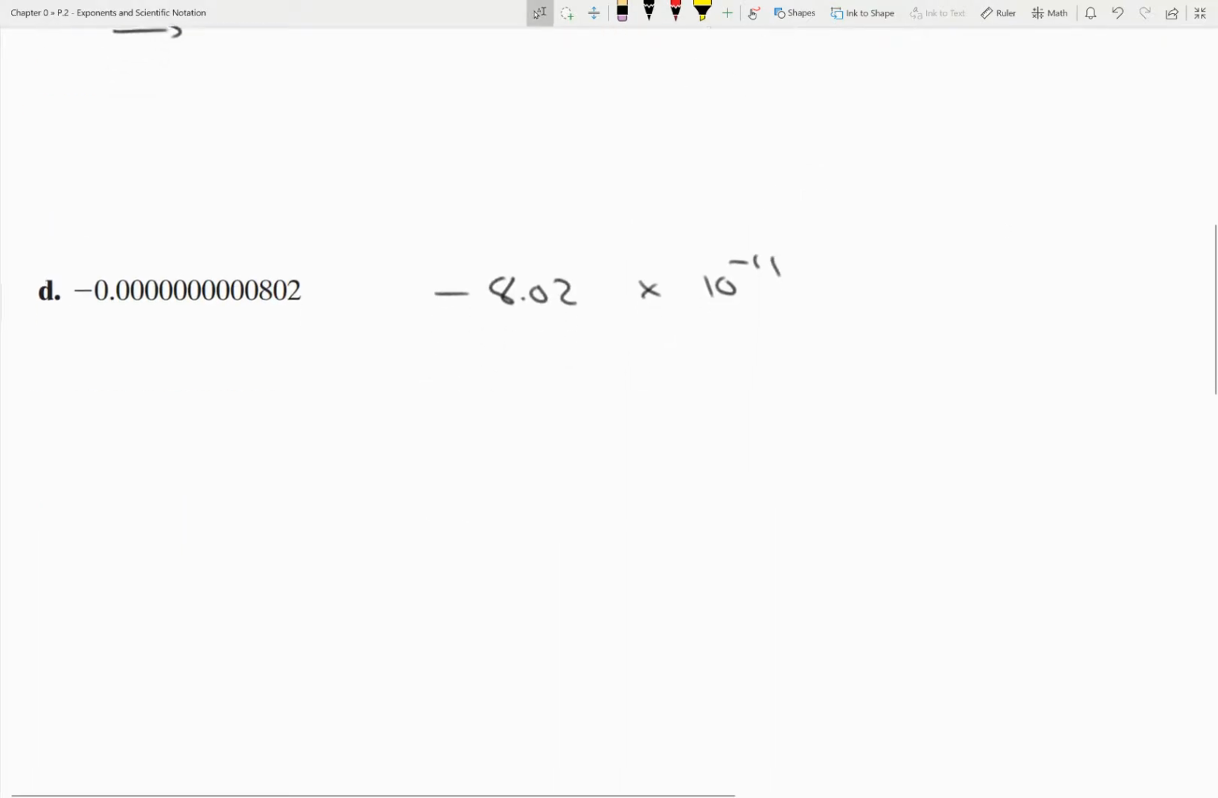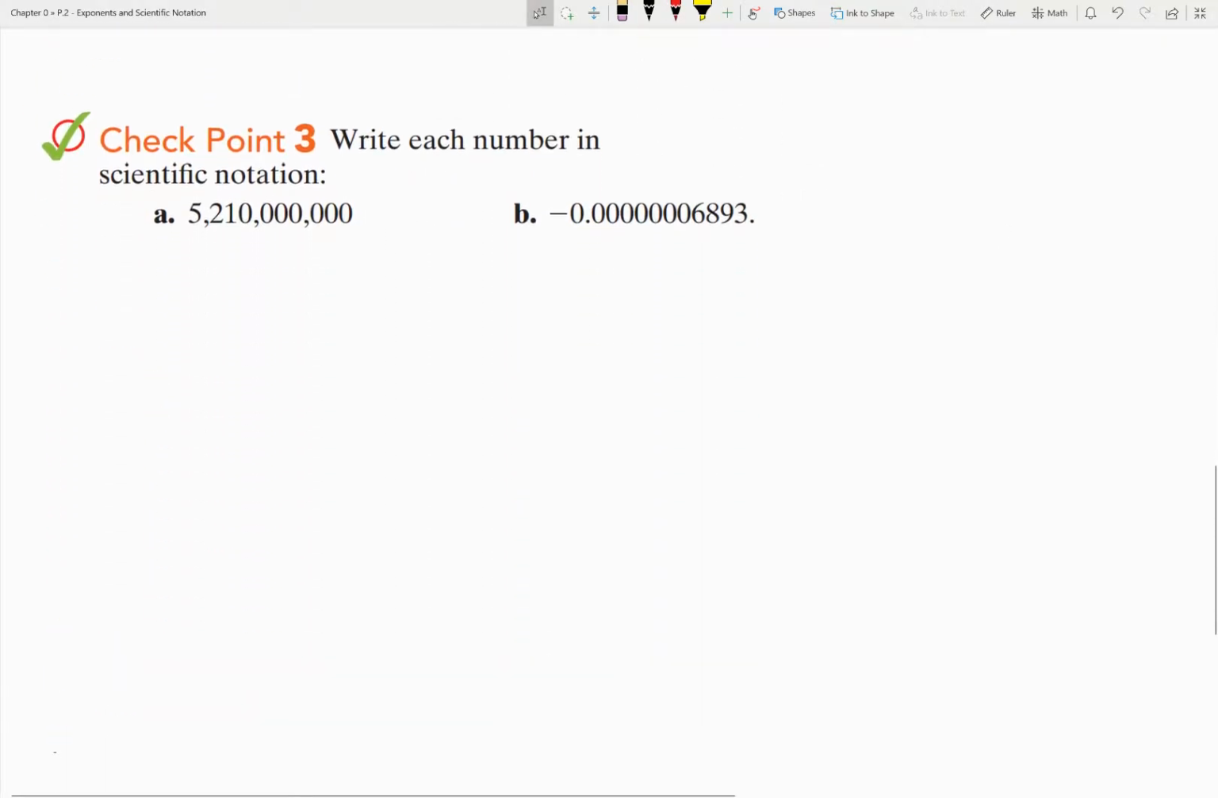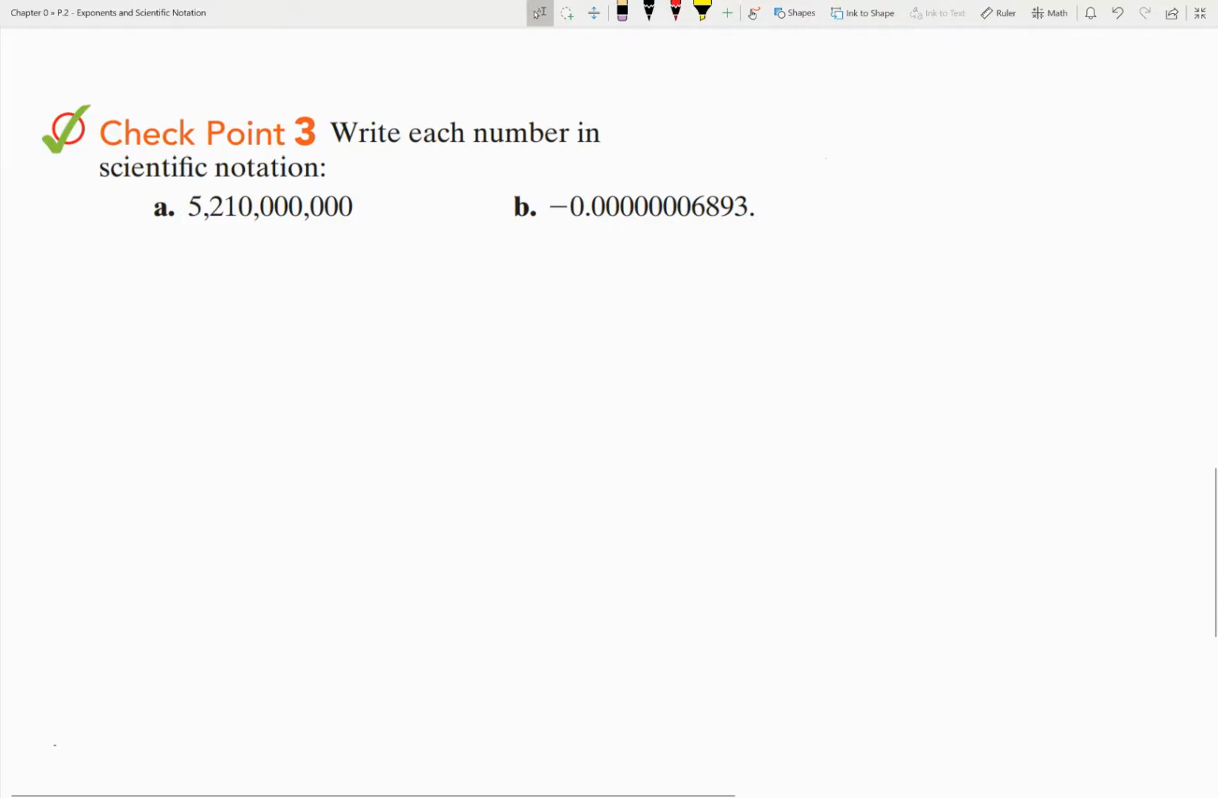Okay, and a little checkpoint. Same thing. Again, we see a big number, 5.21 times 10. It's going to be positive. 1, 2, 3, 4, 5, 6, 7, 8, 9. And negative 0.6893 times 10. And this is a small number. This is a period, not part of the problem. 1, 2, 3, 4, 5, 6, 7, 8. Okay, times 10 to the negative 8.